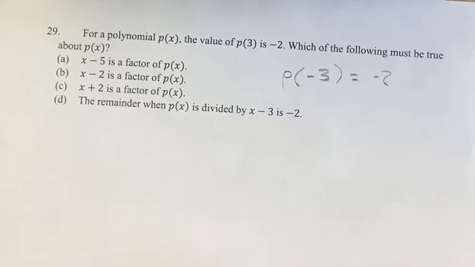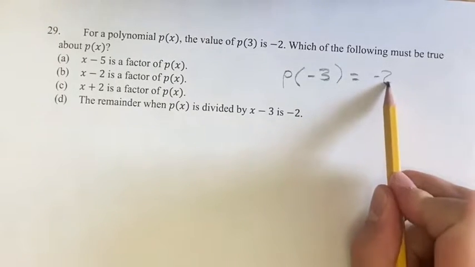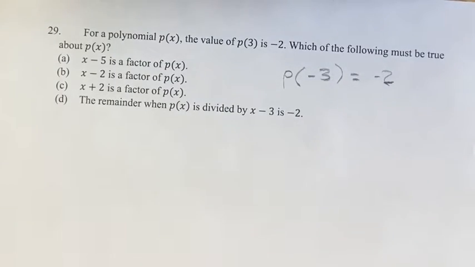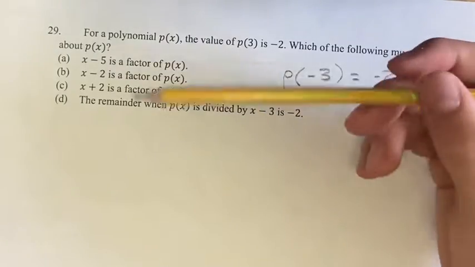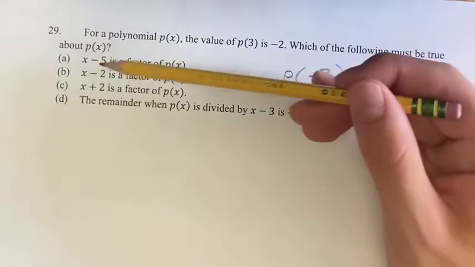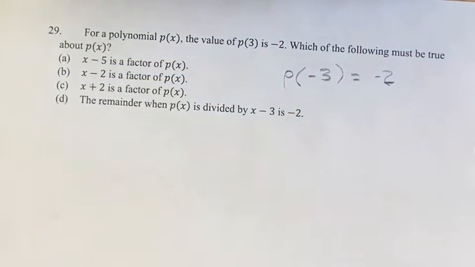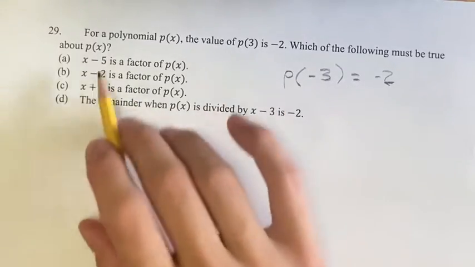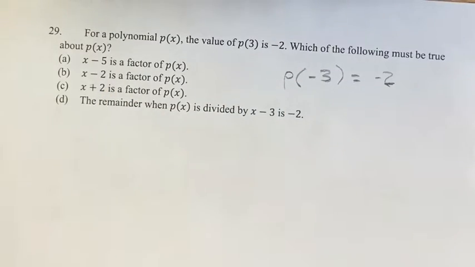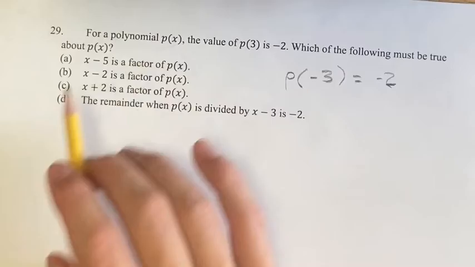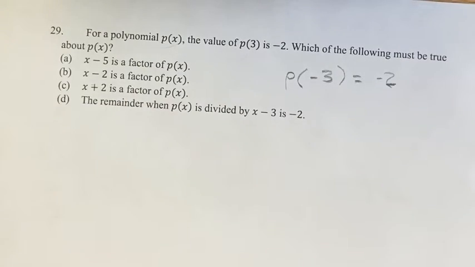So this is more a problem of understanding how to take the SAT rather than actually solving a problem, because if we look, x minus 5 is a factor of p of x, x minus 2 is a factor of p of x, x plus 2 is a factor of p of x. For any of these to be the case, we would have to have some information about the zeros of the polynomial, right? The x-intercepts. And we don't.